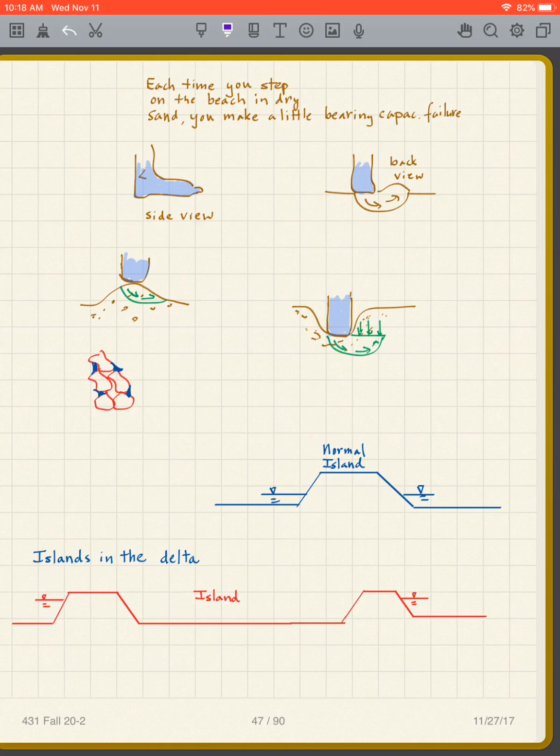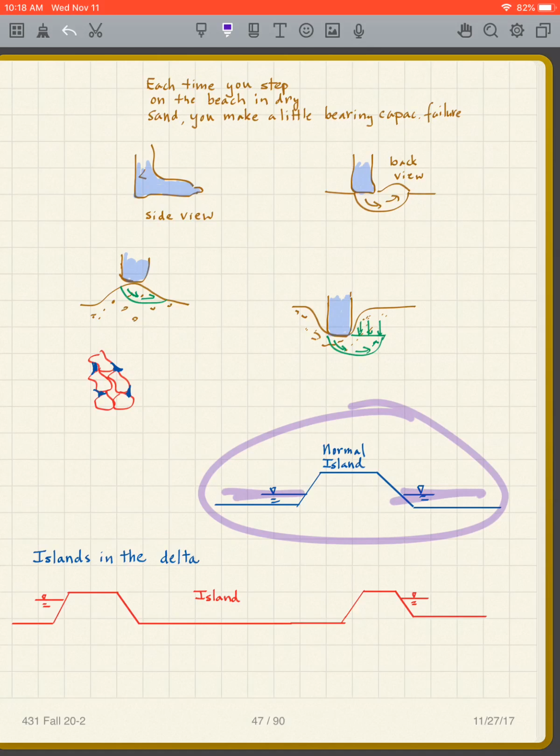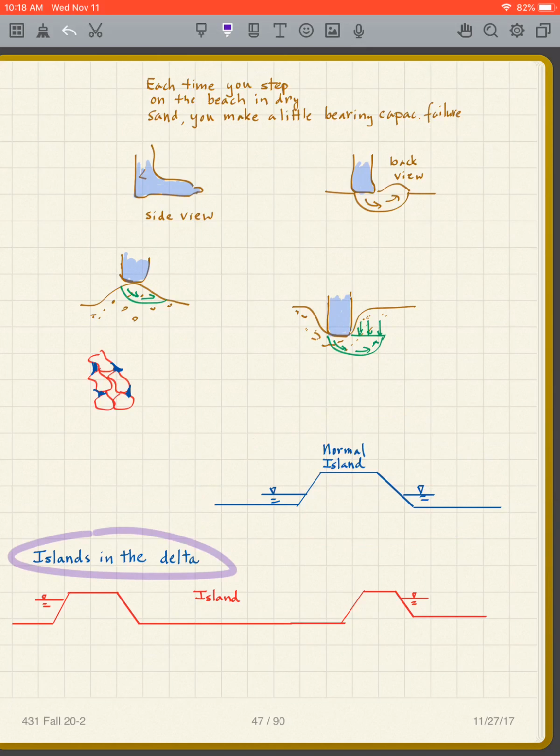Okay, I want to say just a little bit about the islands in the delta. You've probably heard about these, and I want to contrast them if you're not familiar with that area. Here's a normal island. A normal island is what? This is water, and then we've got our island here. That's what we always think of when we think of an island. Delta is different. The islands in our delta are, put little quotation marks, islands in the delta.